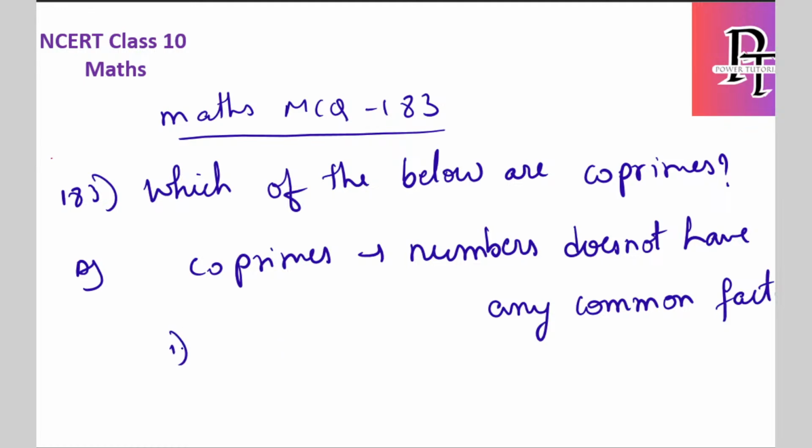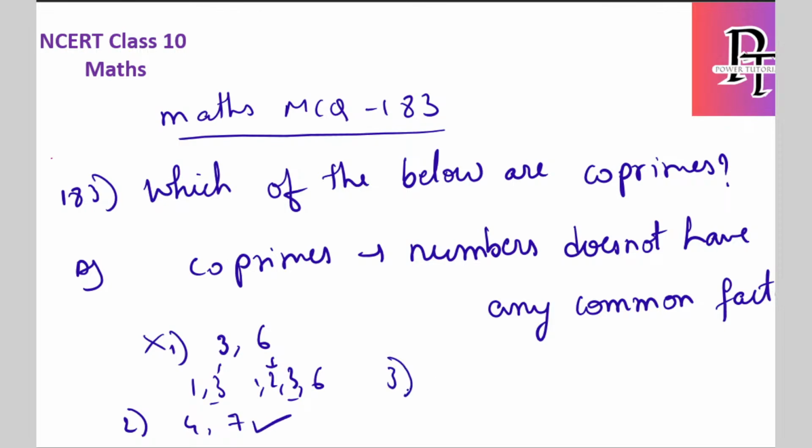The first option is 3, 6. What are the factors of 3 and 6? The factors of 3 are 1, 3, whereas the factors of 6 are 1, 2, 3 and 6. So here we have a common factor, which is 3. So option 1 cannot be the answer. Second option, 4, 7. 7 is a prime number, it has only 1 and itself as factors, whereas 4 has factors 1, 2 and 4. So this is the right answer.